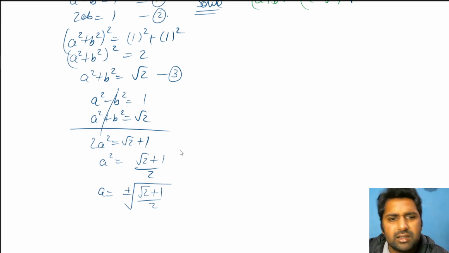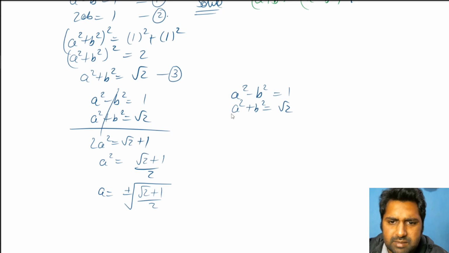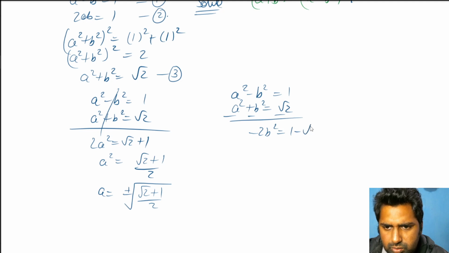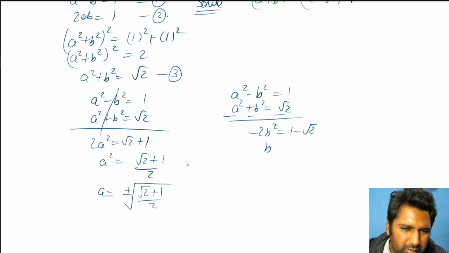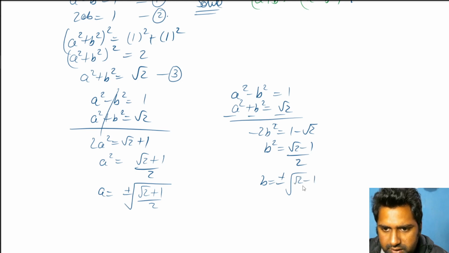Now for b, my recommendation is not to put in the value of a and find the value of b. Go for another solution instead: a square minus b square equals 1, a square plus b square equals root 2. Solve it again, this time changing the sign. So minus 2b square is 1 minus root 2, because putting in the value will complicate things a lot. So b square is equal to root 2 minus 1 upon 2. B again will be plus minus root of (root 2 minus 1 upon 2).